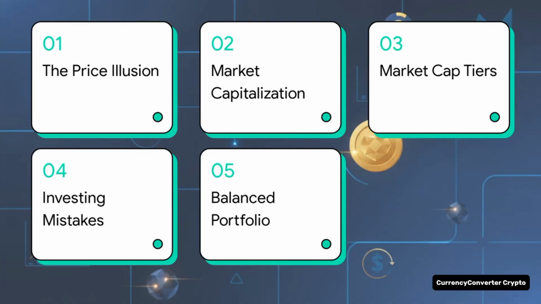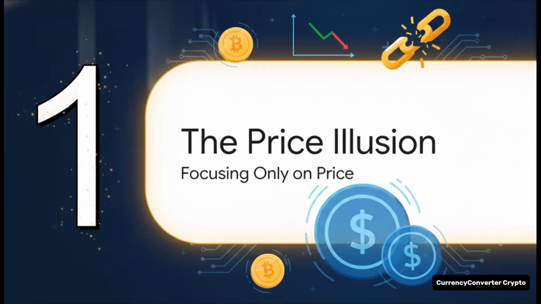To get to the bottom of this, here is our roadmap. First, we'll expose the crypto price illusion. Next, we'll unlock market capitalization. Then, we'll break down the 3 market cap tiers, cover how to avoid common investing mistakes, and finally, use all this to build a balanced portfolio. Let's get into it. Section 1.